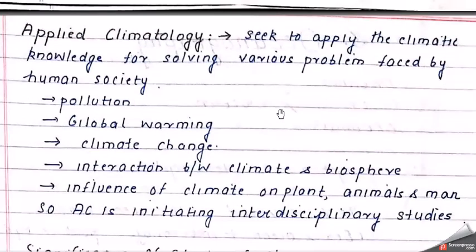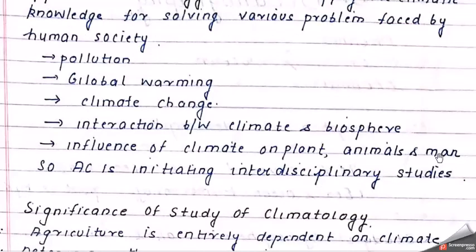Then we come to the fifth division, that is applied climatology. What is applied climatology? We use all the previous information that we have seen before and make a model of it or apply it in the real world. It seeks to apply climate knowledge for solving various problems faced by human society like pollution, global warming, climate change, interaction between climate and biosphere, and the influence of climate on plants, animals, and man. So applied climatology is initiating interdisciplinary research. It integrates various fields in order to come out with a particular solution or reasoning.